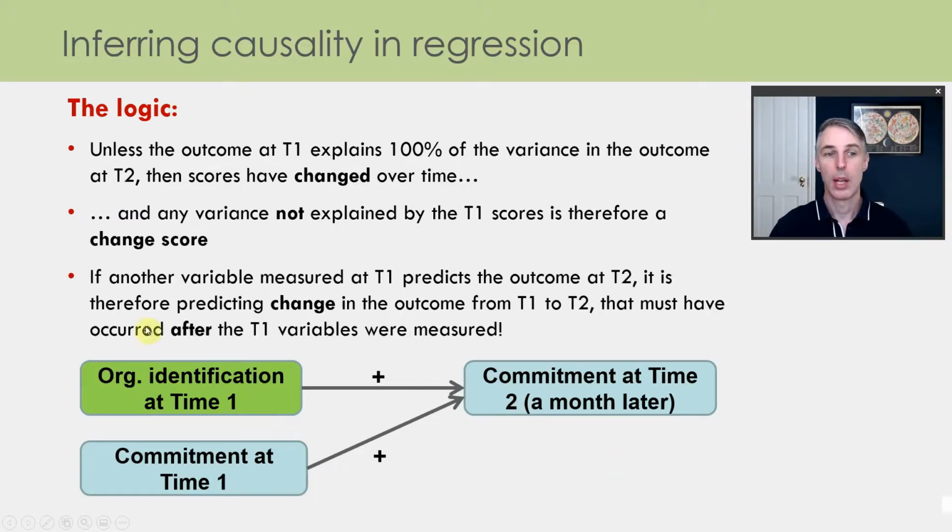That leftover variance is the extent to which scores have changed between times 1 and 2 in commitment. Now, if another variable measured at time 1, let's say identification, significantly predicts the outcome at time 2 while adjusting for this measure at time 1, it's therefore predicting change in the outcome that must have occurred between times 1 and 2. In other words, after those time 1 variables were measured. So if we see a significant association between identification and commitment at time 2, while controlling for commitment at time 1, what it suggests is that identification at time 1 predicts change over time between times 1 and 2 in commitment.